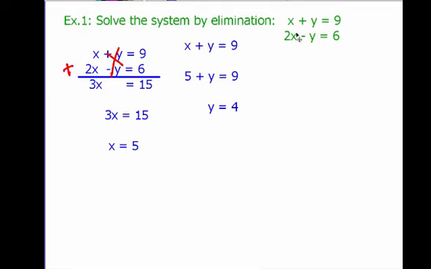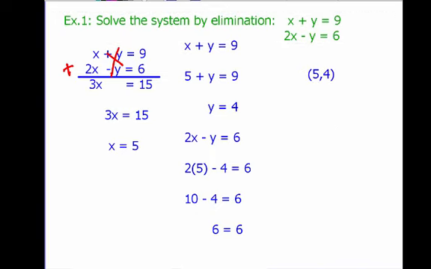To make sure I did it right, I'm going to check by plugging those both into my second equation. So I know 2x minus y equals 6. So that's 2 times 5 minus 4 equals 6. That's 10 minus 4. 6 equals 6. So I know that it works for both equations. So my answer is the ordered pair 5, 4.